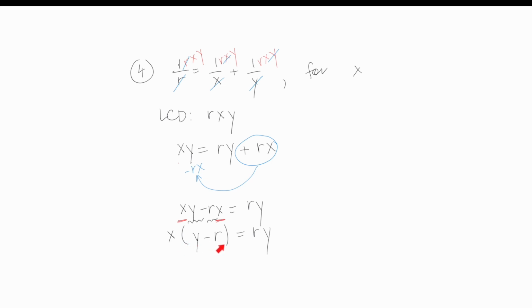Now this set of parentheses is multiplying my x, so to move it to the other side, I will be dividing by it. Both sides are divided by y minus R, which cancels it here on the left, and that leaves me with x equals Ry over y minus R. And this is your answer.